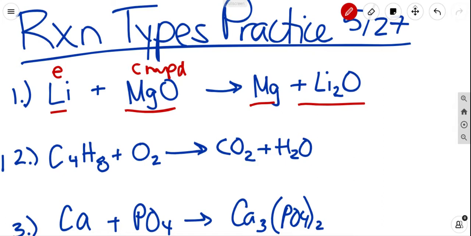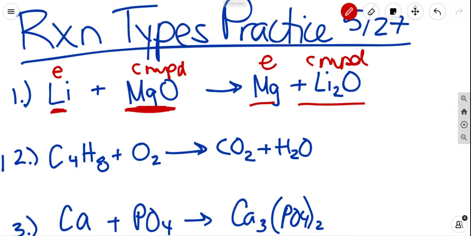It's not combustion because I don't see a hydrocarbon. I don't see oxygen by itself. I don't see carbon dioxide or water. All right, so therefore I know that this is either single replacement or double replacement. Well, this is an element and compound.